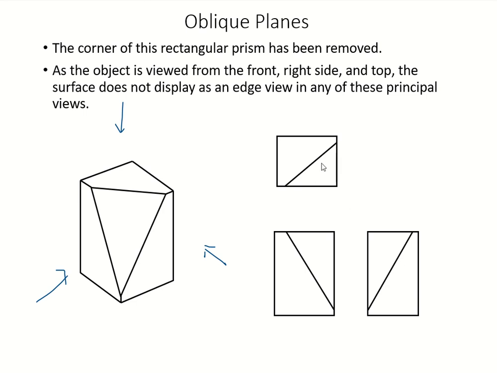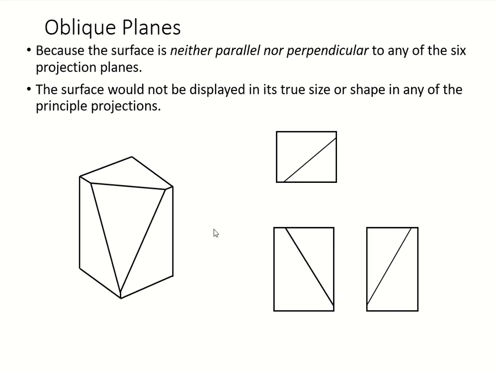And we're not displaying this surface, which is this guy right there, as an edge view on your front, top, and right views at all. It's just a normal edge, okay? And that's because they're not parallel or perpendicular at all to these planes. So you would do the same thing.